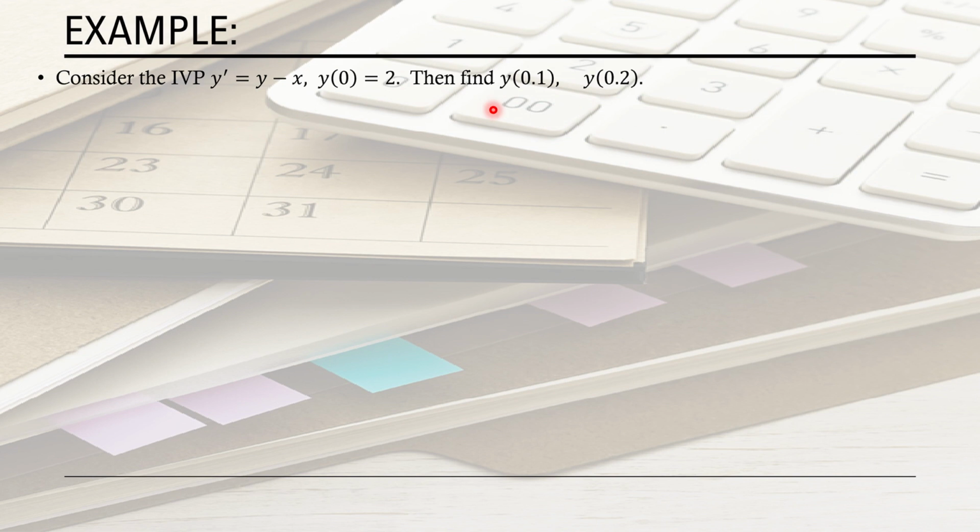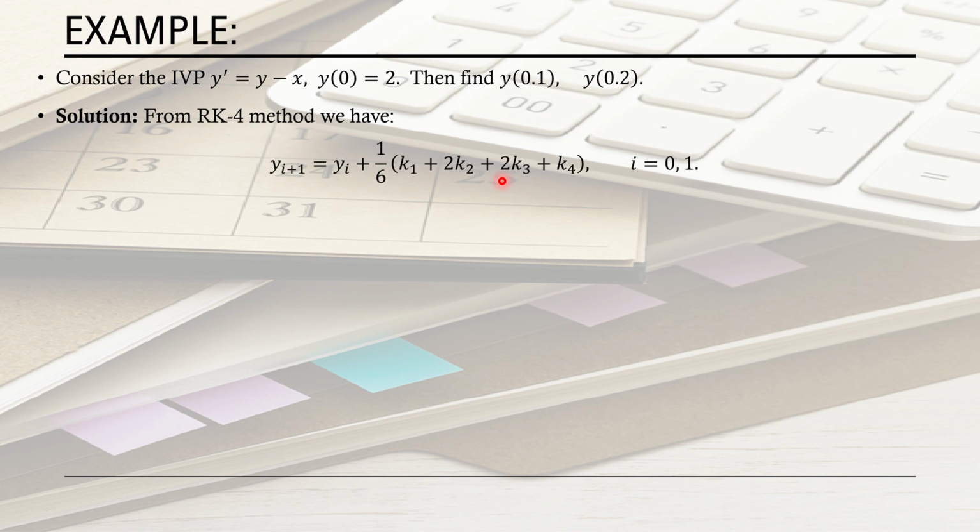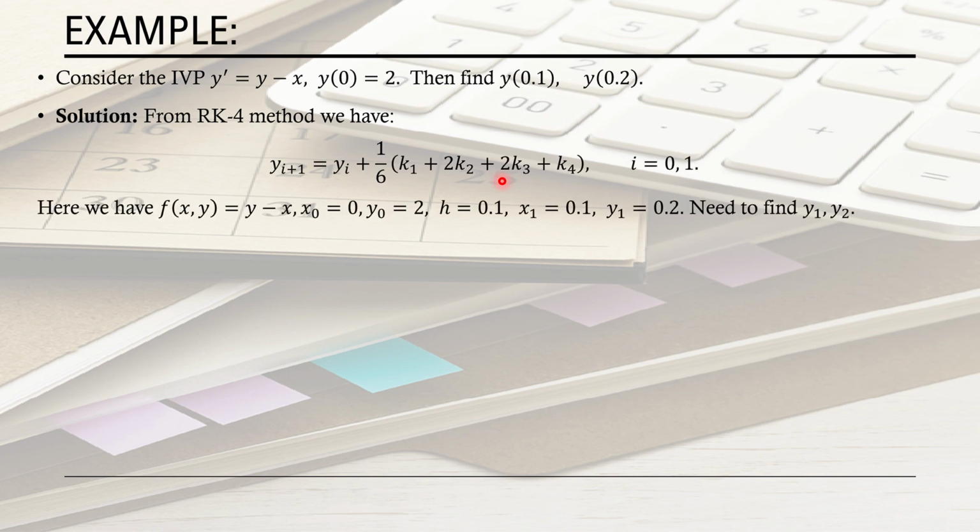If you decrease the value of h, obviously the values will be improved, but it will increase the number of steps. For 0.05, we'll be finding y1, y2, y3, y4 to reach y of 0.2, and so on. We choose here h to be 0.1. You see in this case f of x y is y minus x, keeping that in mind. Our initial value of x is 0, whereas y is 2. We assume h to be 0.1. We can take 0.05 as well.